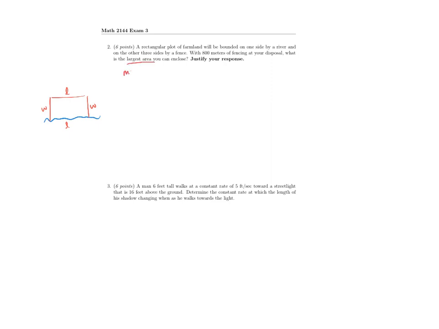So I want to maximize the area. So that means I need a function for area. Okay, so I know area is going to be length times width, but I also know that I have 800 meters of fencing, so 2W plus L should equal 800. So I can solve that for L, and I get L is equal to 800 minus 2W.